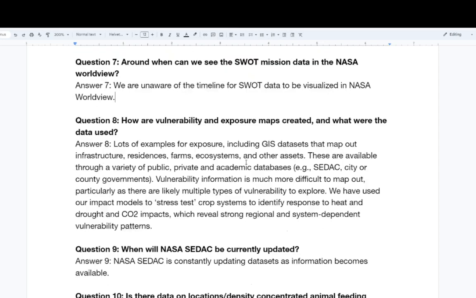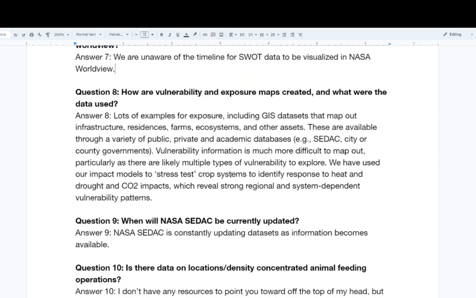Question 8, how are vulnerability and exposure maps created, and what were the data used? So I'll answer this one here. There are lots of examples for exposure. This is something that is traditional kind of mapping. So you can find GIS data sets that map out the infrastructure, residences, farms, ecosystems, and other assets that you might care about. Depends where you are, depends on investments locally in terms of data collection. And also sometimes these maps are not updated as frequently as you would like. But you can find these types of maps through GIS databases that are organized by public, private, and academic institutions. So an example from NASA is we have the CDAC, and in New York City you can find GIS maps of lots of different things.